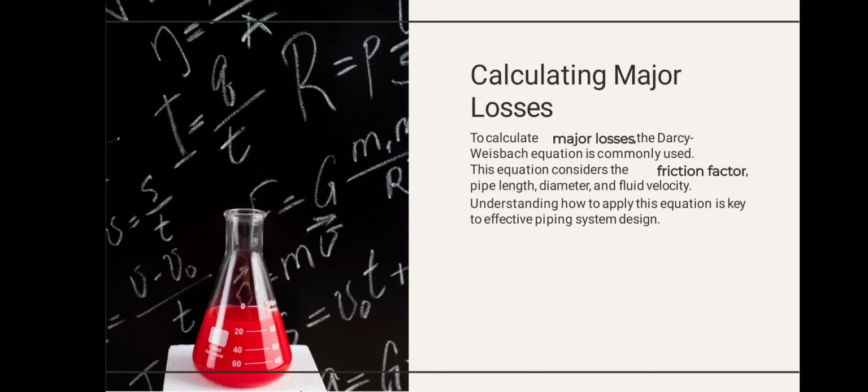Calculating the major losses. To calculate the major losses, the Darcy-Weisbach equation is commonly used. This equation considers the friction factor, pipe length, diameter, and fluid velocity. Understanding how to apply this equation is key to effective piping system design.